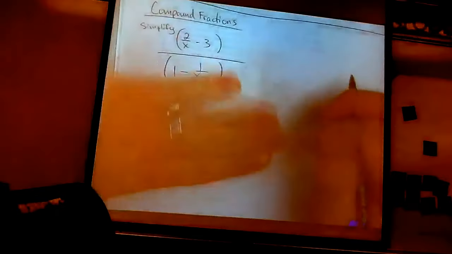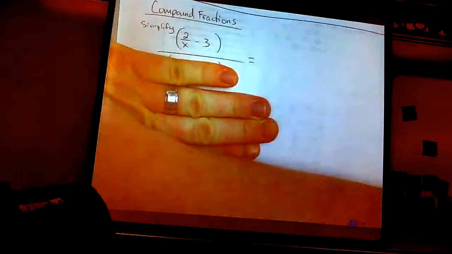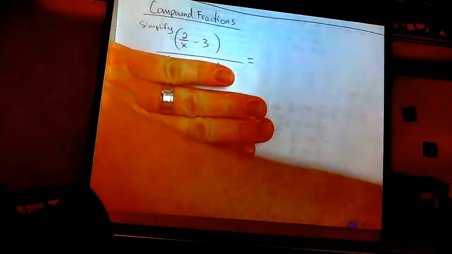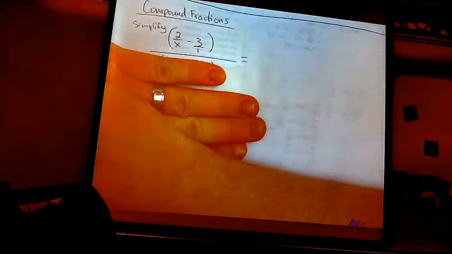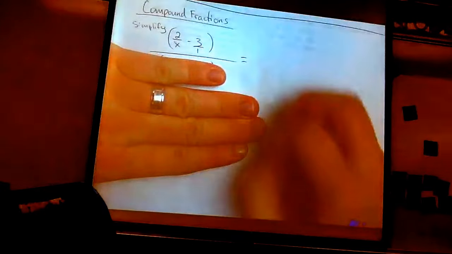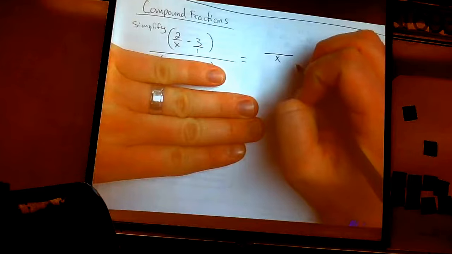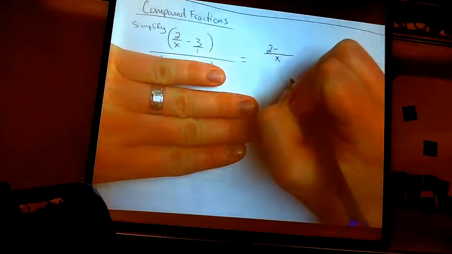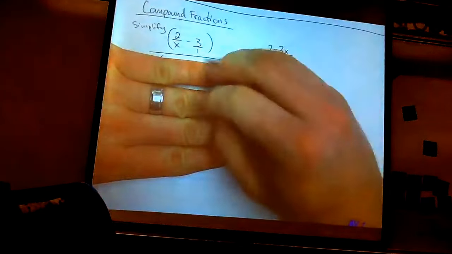So, if we're going to simplify that top, what are we going to do? Get a common denominator. And what would the common denominator be? But 3 doesn't have a denominator. Yeah, it does. Good. So it would just be x. So then on top you would have 2 minus 3x. Good. That's that one.